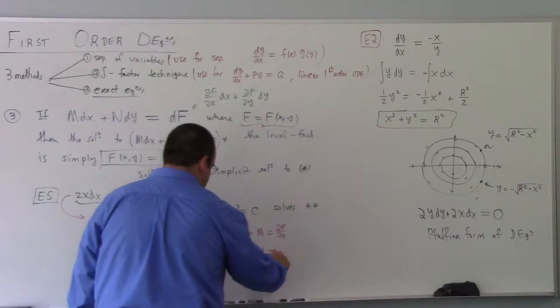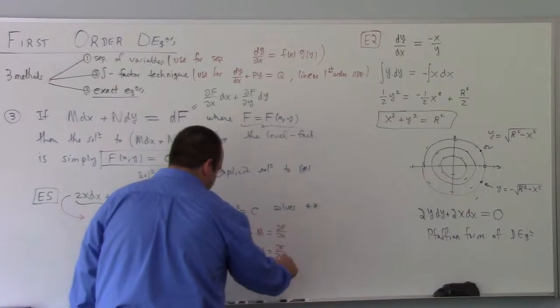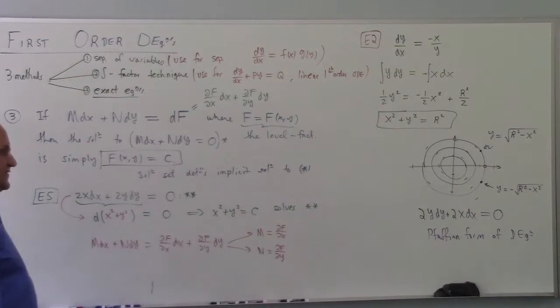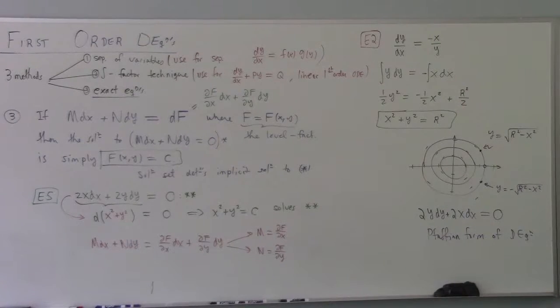And n has to be the partial derivative of f with respect to y, if in fact the level function does exist, right? Does it have to exist though? How are partial derivatives connected? Do you guys remember?